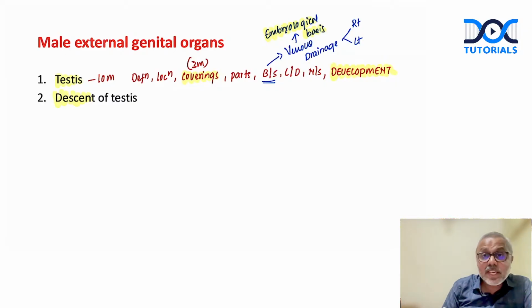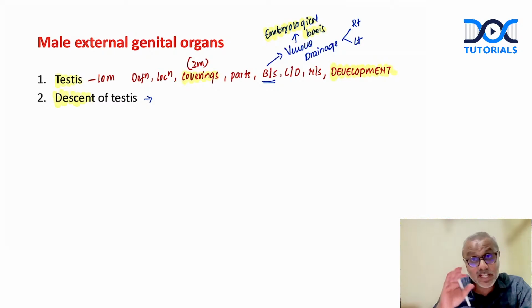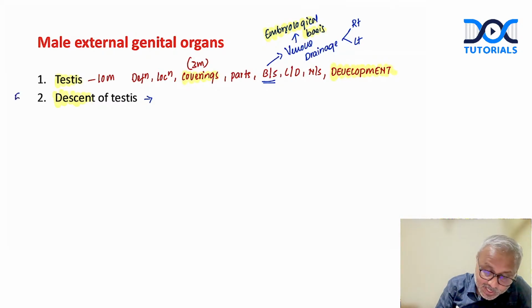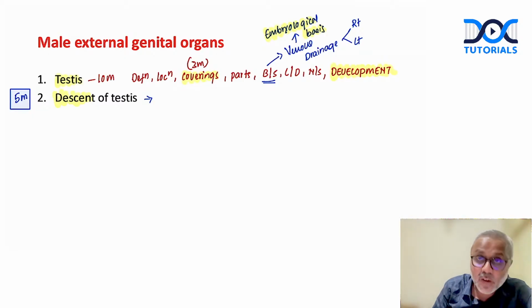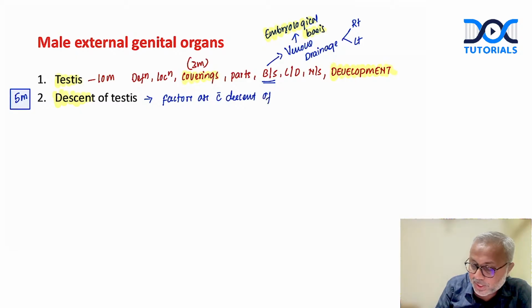Then in the descent of the testis, right? Now, what we need to write in the descent of the testis, just descent of the testis is an important 5 marker question, right? What to write if only descent of the testis is asked. Okay. Now here we can talk about what are the factors associated with descent of the testis, right? How the testis descends. Okay.